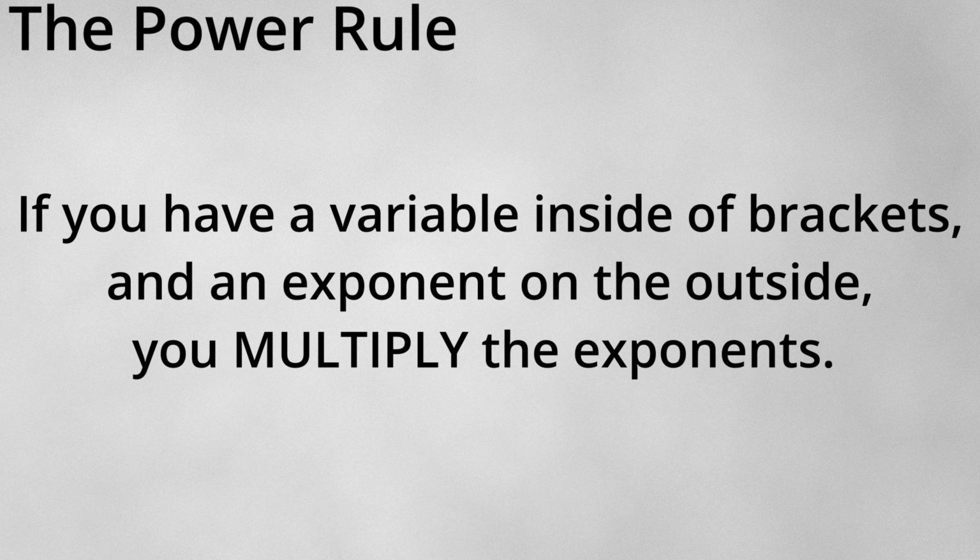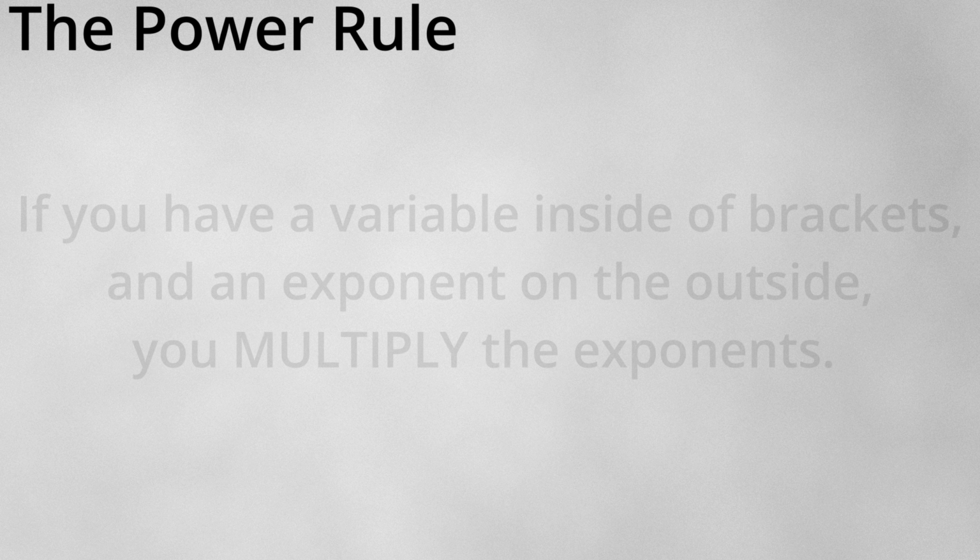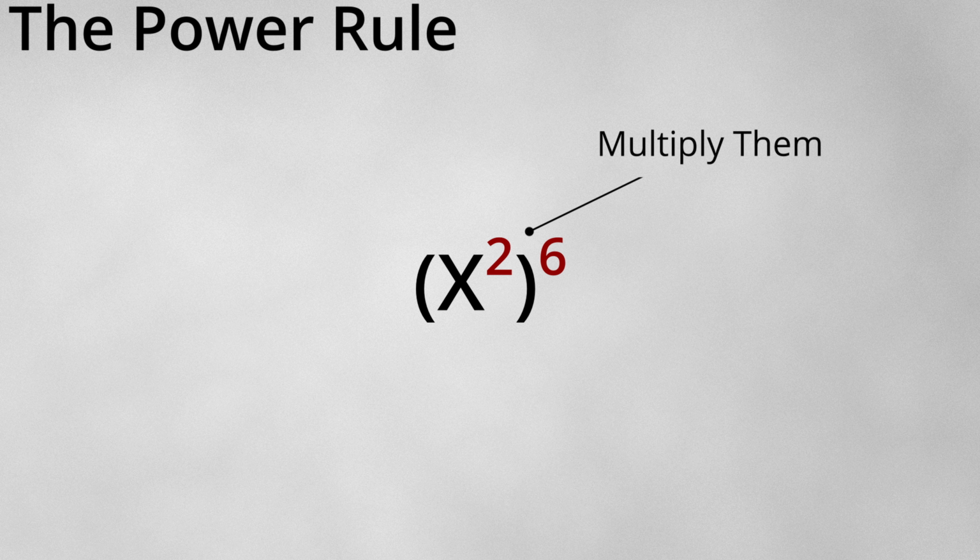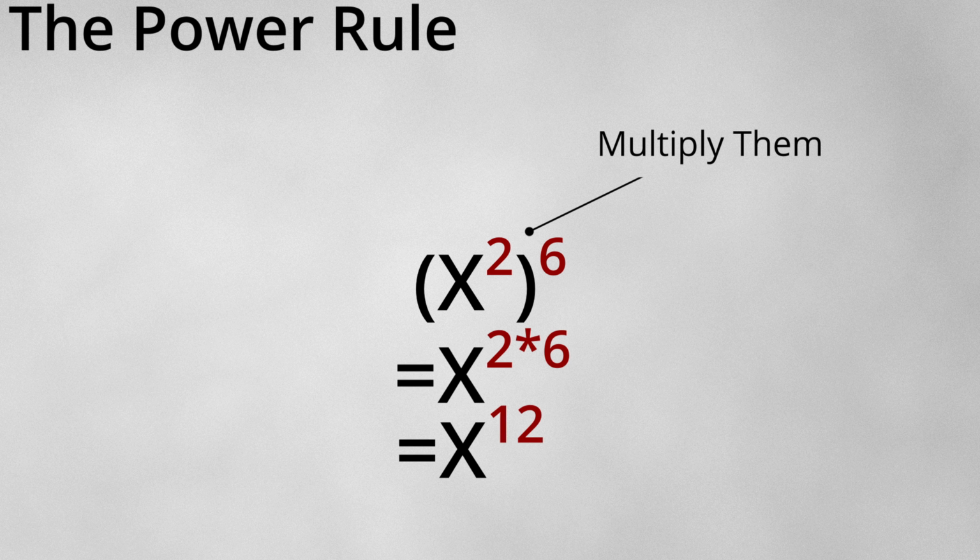The next rule is the power rule. If you have a variable inside of brackets and an exponent on the outside, you multiply the two exponents. For example, here we have x squared inside of brackets with the power of 6 on the outside. This will equal x to the power of 12.